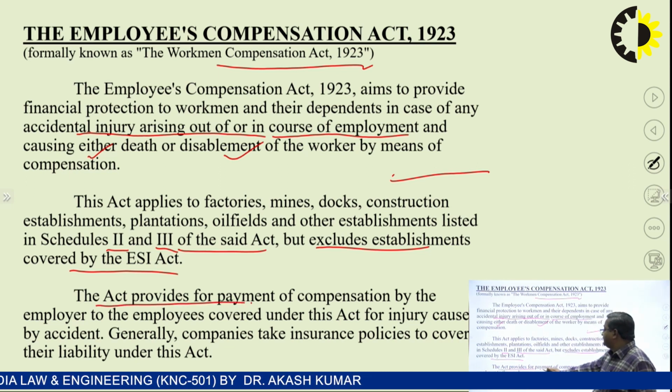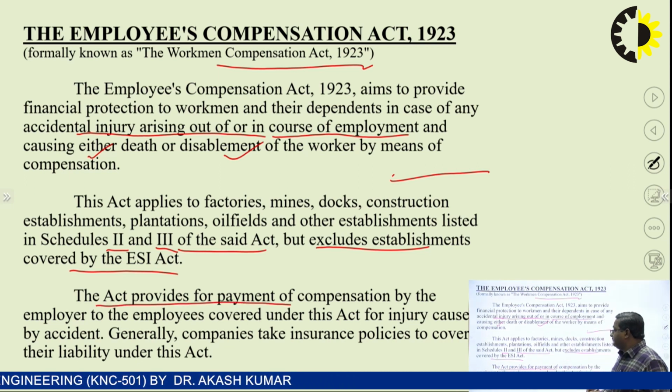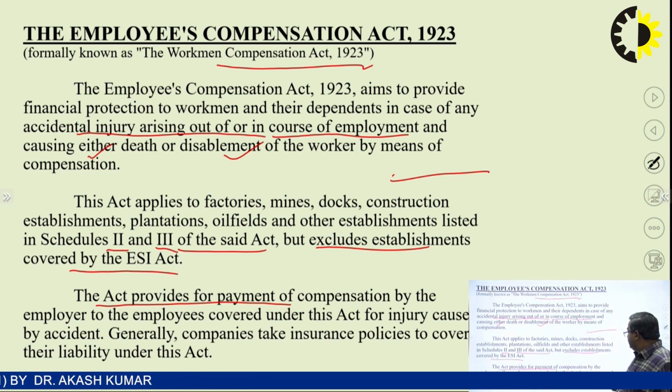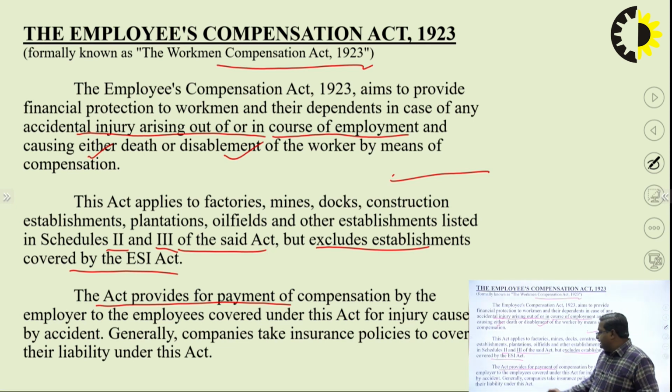The Act provides for payment of compensation by the employer to the employees covered under this Act for injury caused by accident, and generally the companies take insurance policies to cover the liability under this Act.